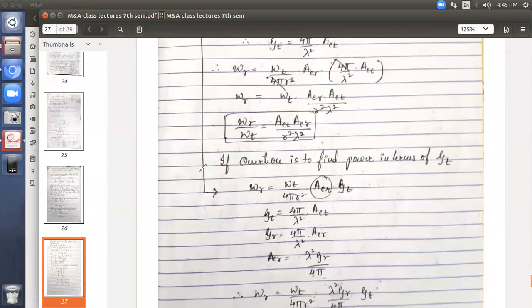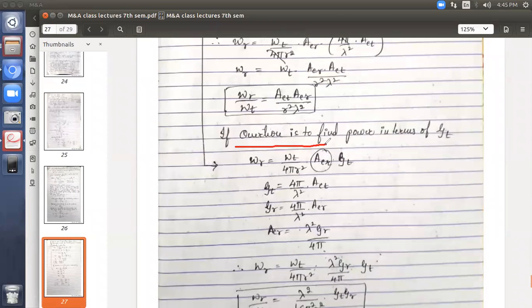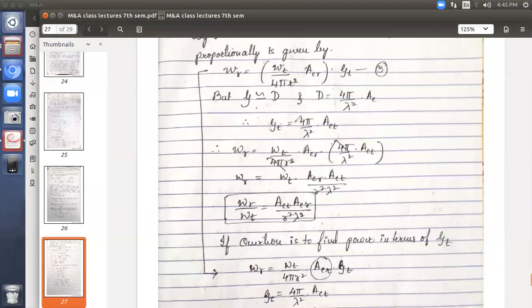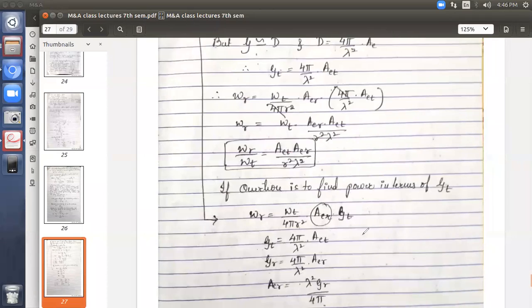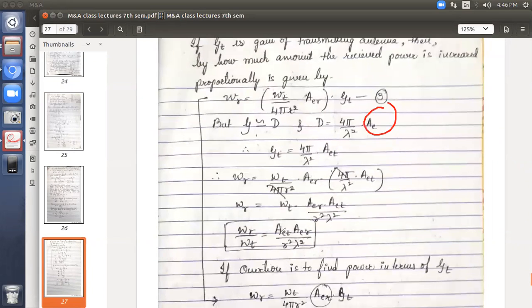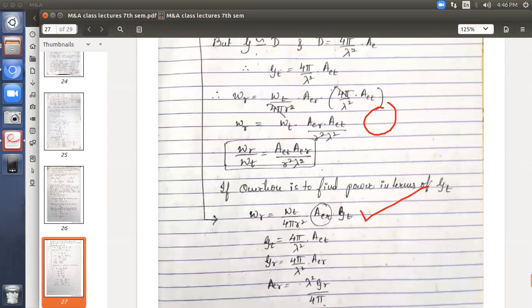Below you can observe, I have written something here. If the question is to find the power in terms of gain only, what we have done here: gain we have used, then further gain and directivity we have equated, and as directivity is in terms of AE, we have got apertures in the final equation. Now if the question is to find this WR by WT in terms of gain only for the FRIIS transmission formula, how to continue? This we have already seen. Till this equation 3 we will use as it is. Equation 3 I have written one more time.